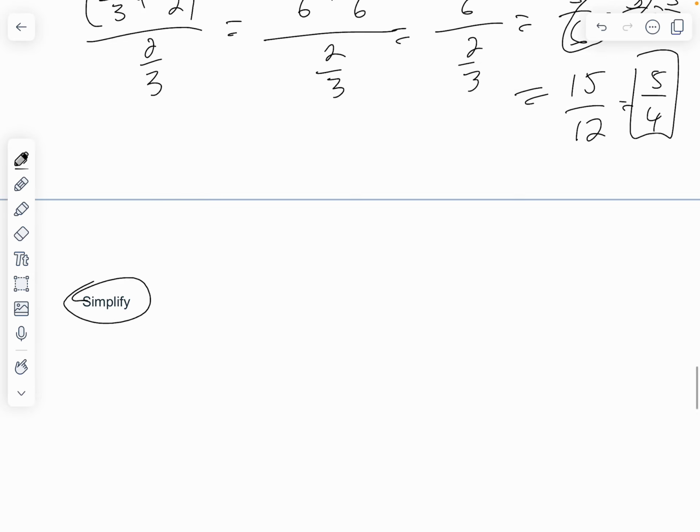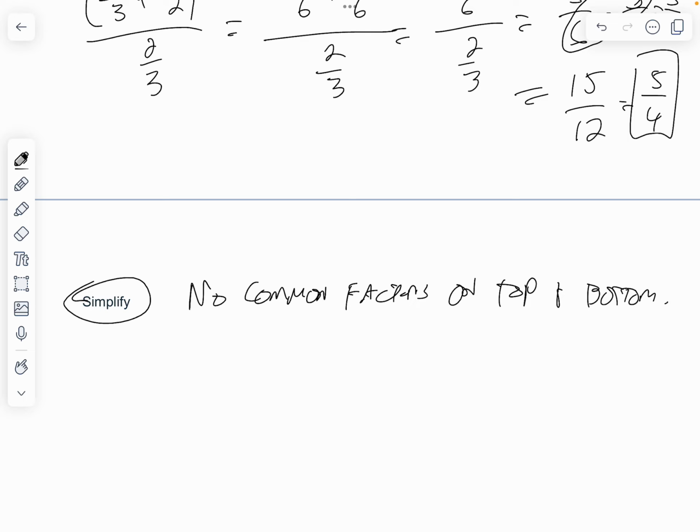To simplify a fraction, there must be no common factors on the top and bottom. So for numbers, that's pretty easy. If you have, let's say, 8/22, this is not simplified because you can divide the top and bottom by 2. 4 over 11, that is now simplified.